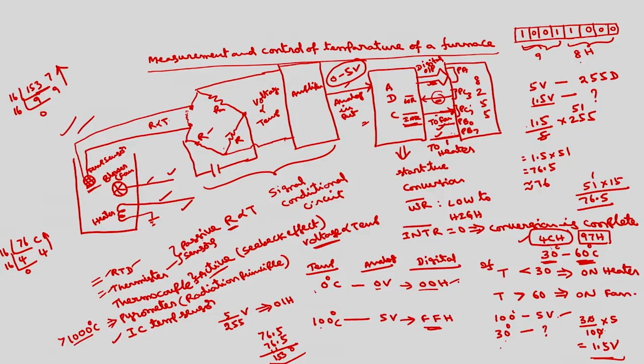So first load 98H into the control register. After that, you make the WR bar go from low to high transition. You have to wait until INTR bar is equal to 0. Once INTR bar is 0, then you have to read the digital equivalent of this temperature. Then I have to compare with 30 degrees and 60 degrees. If it is less than 30 degrees, you have to switch on the heater, and if it is greater than 60 degrees, you have to switch on the fan. So for that you have to write the program.